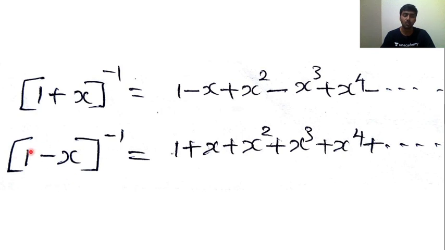Then in the second formula, 1 minus x whole power minus 1 is equal to 1 plus x plus x square plus x cube plus x power 4. Vice versa, we are increasing. As per this equation, 1 plus x whole power minus 1 is equal to 1 minus x plus x square minus x cube plus x power 4, etc. Here the 1 plus x whole power minus 1 formula we are using.